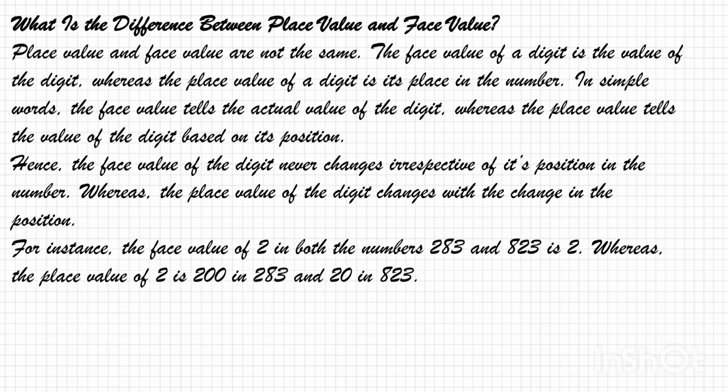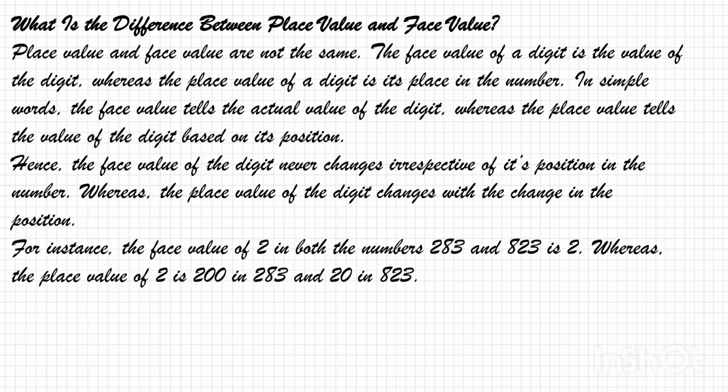What is the difference between place value and face value? Place value and face value are not the same. The face value of a digit is the value of the digit, whereas the place value of a digit is its place in the number. In simple words, the face value tells the actual value of the digit, whereas the place value tells the value of the digit based on its position. Hence, the face value of the digit never changes irrespective of its position in the number, whereas the place value of the digit changes with the change in the position.